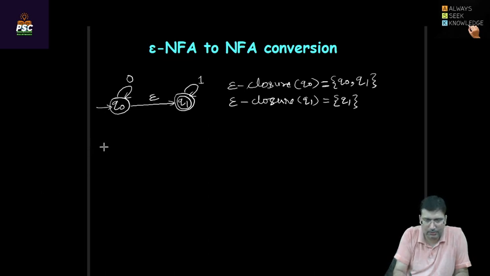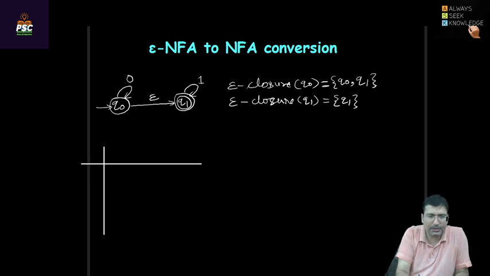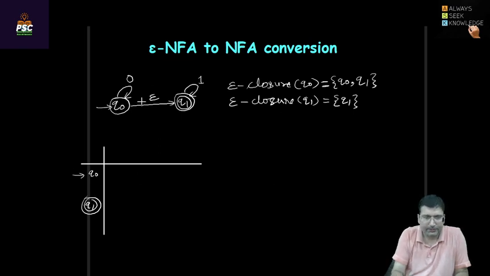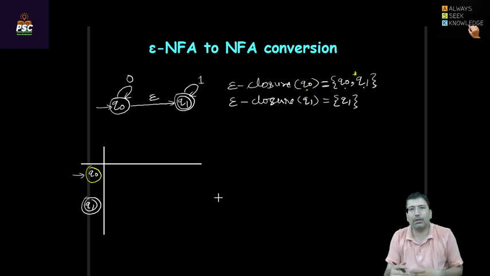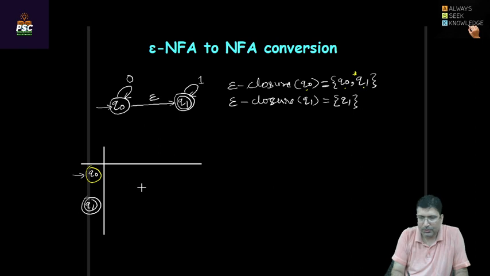Now let's draw a new transition table without any null transition. In this table I'm considering Q0 as initial and Q1 as final. Remember one thing: in the closure of Q0 there are two states, Q0 and Q1, and Q1 is the final state. That means Q0 will also become a final state after removal of the null transition, because in the null closure of Q0 there is Q1 and Q1 is final. Please do remember this.